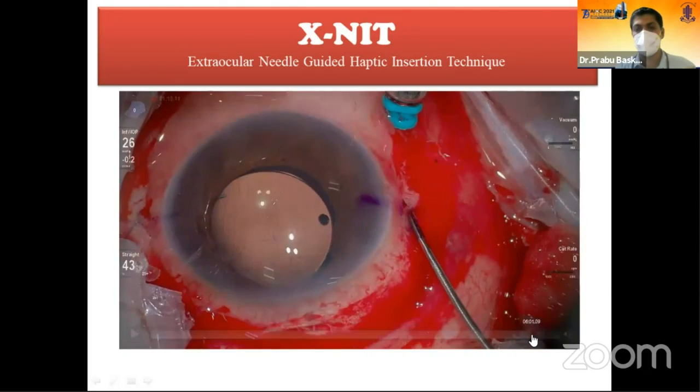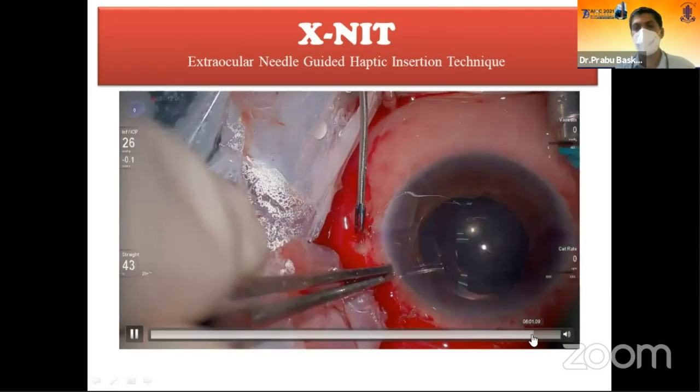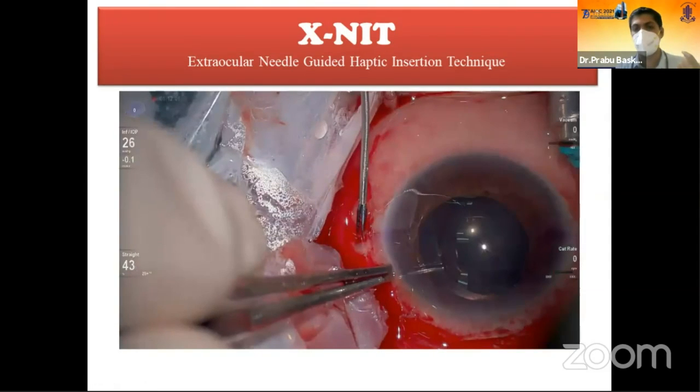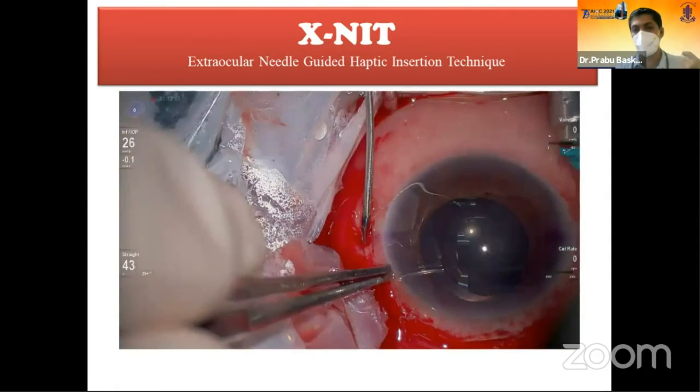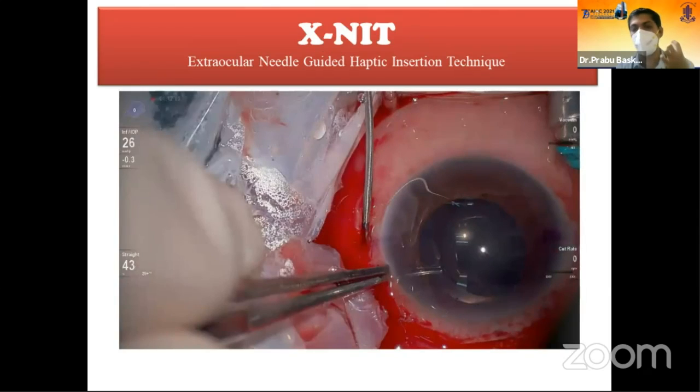So you can do the same thing on the other side. One important tip that I would say is when you're pushing the haptic into the scleral groove, it's very important you note the movement of the optic.